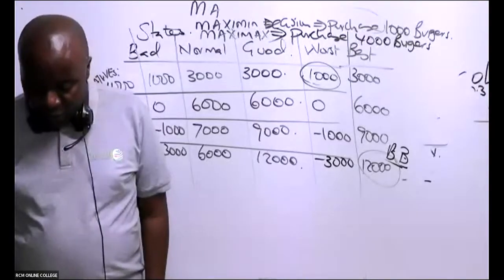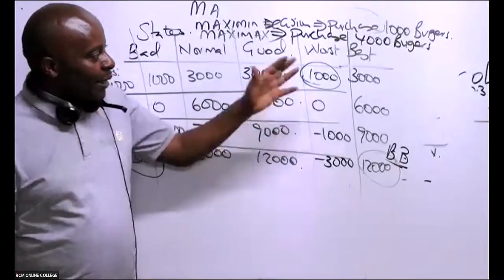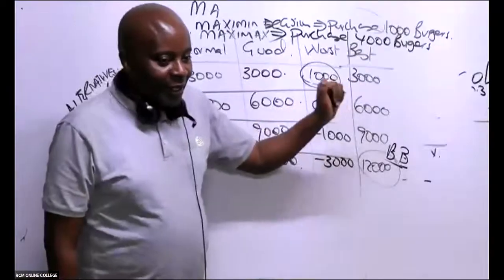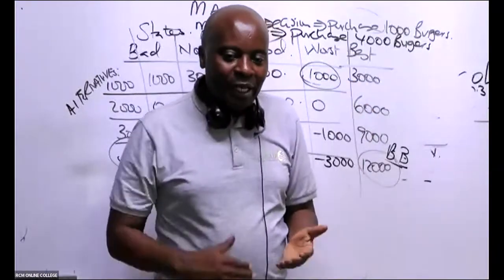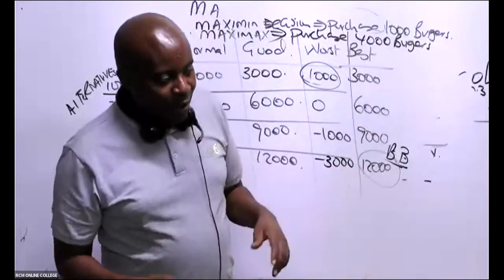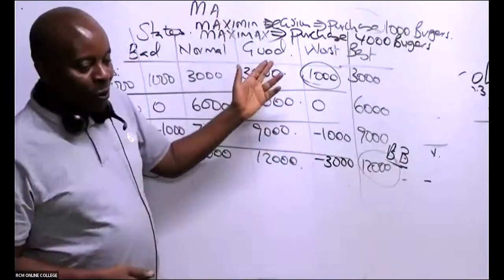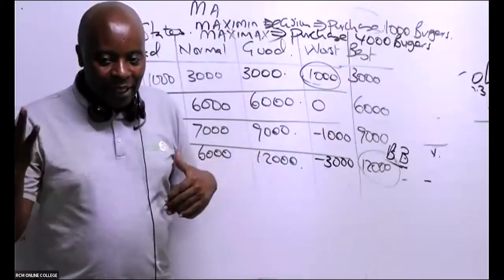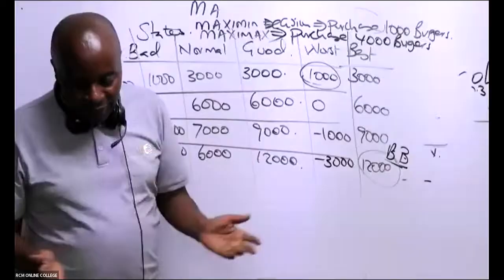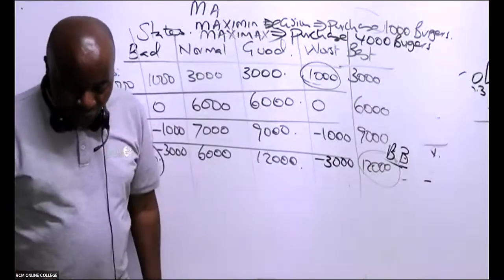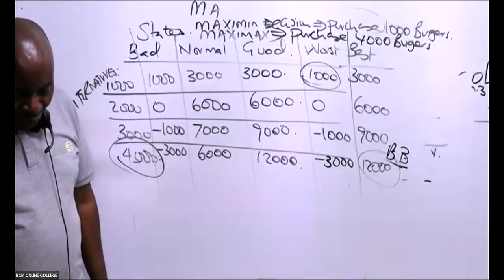Why are maxi-max and maximin not giving us the same answers? They will never give us the same answers because of the different risk attitudes. You see, maxi is for what type of people? Risk takers, isn't it? And maximin is for what? Risk averse people. They can never give us the same values. They can never give us the same decisions.